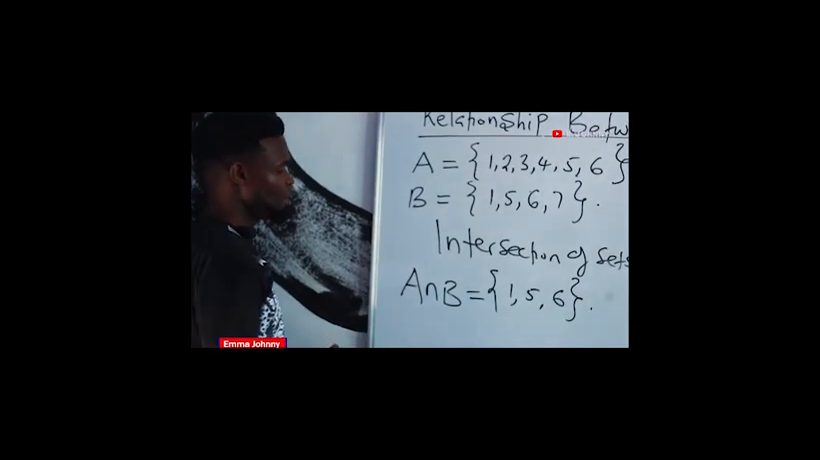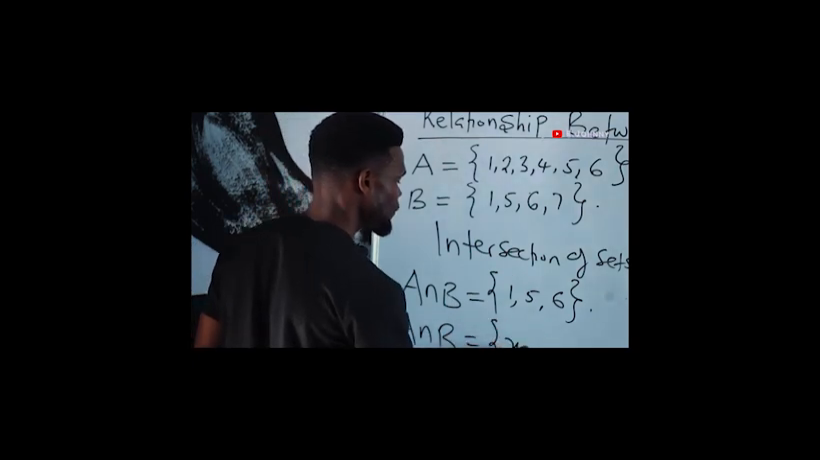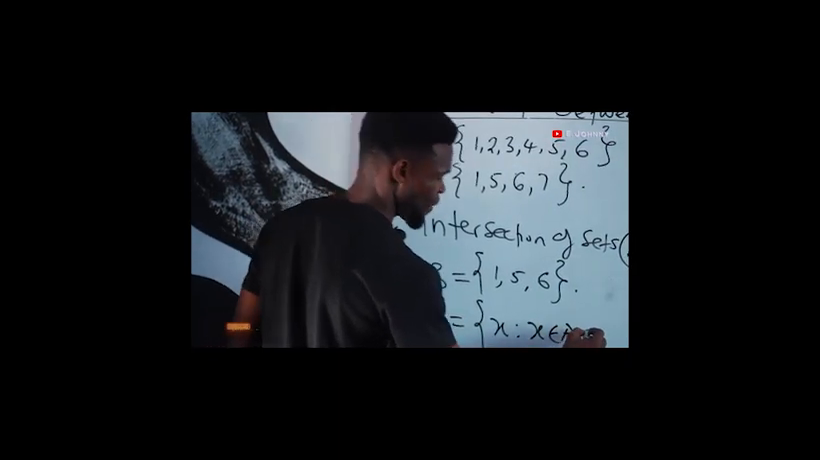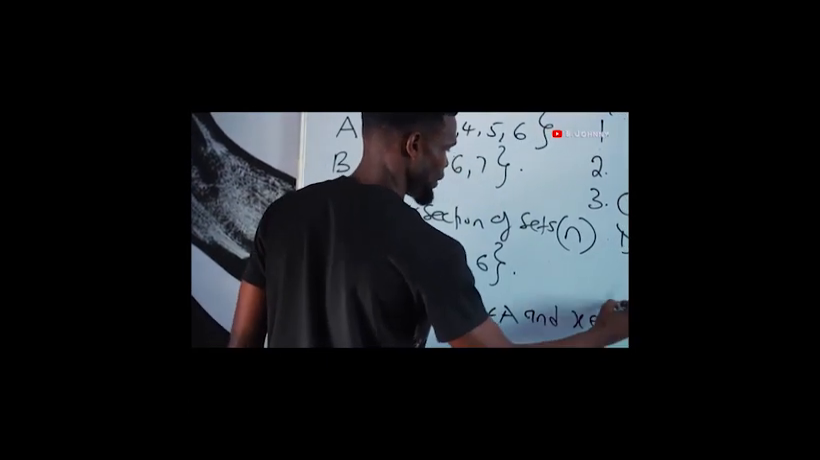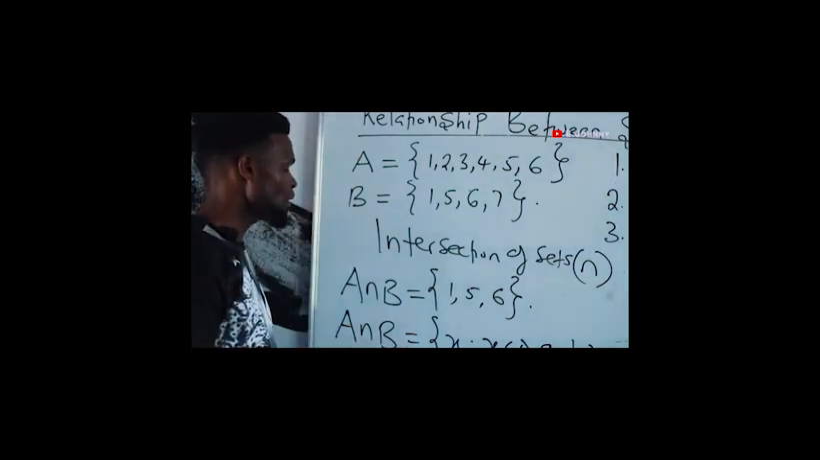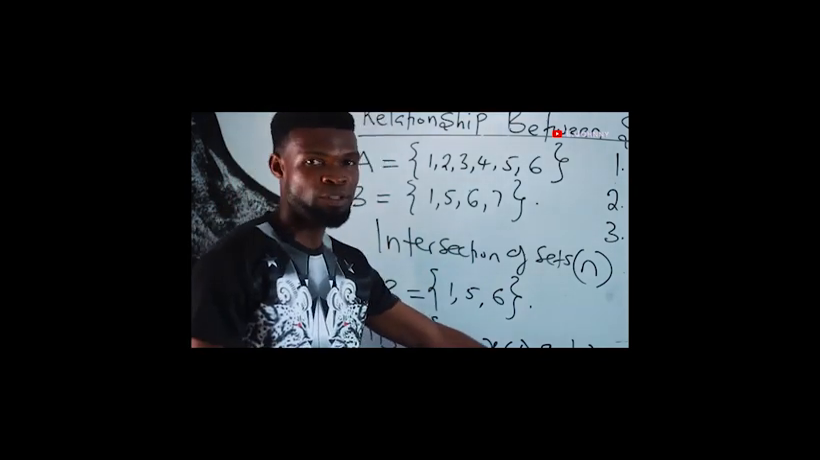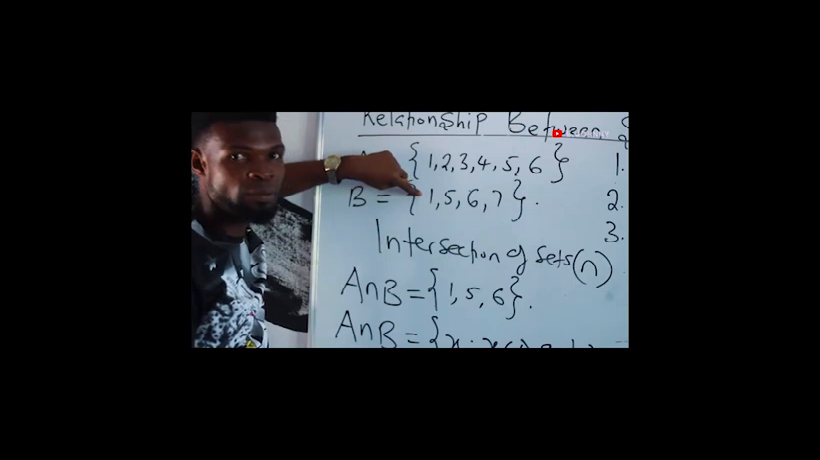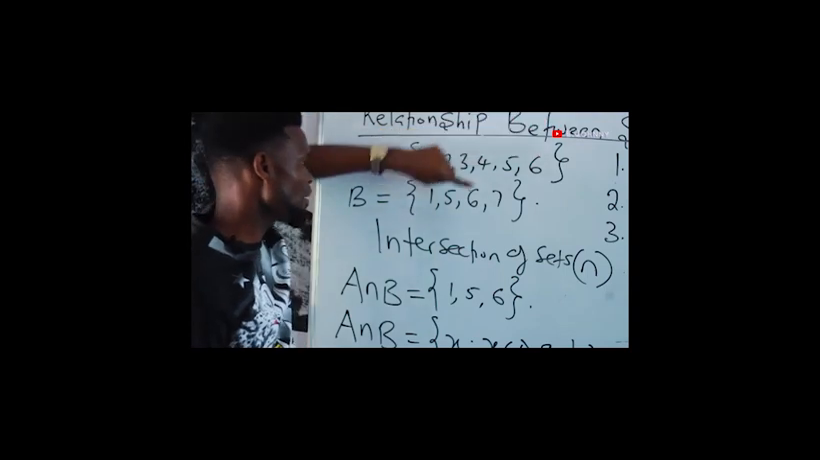So mathematically, we can say that A intersection B is a set of X such that X belongs to set A and X belongs to set B. That is A intersection B. That is to say, look at it. The element belongs to set A and also belongs to set B.